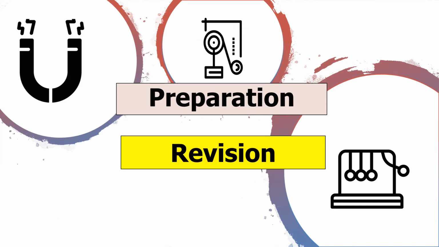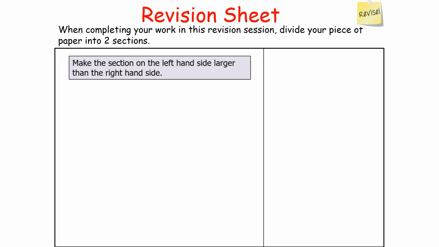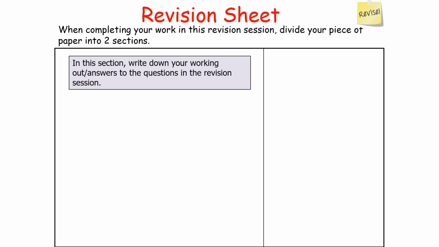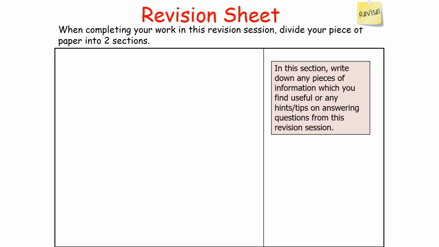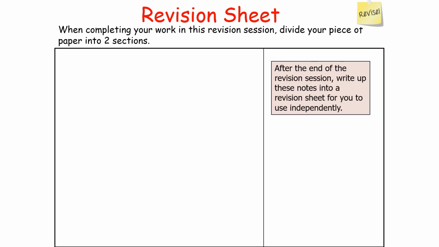So how should you prepare for this revision session? So when completing your work in this revision session, divide your piece of paper into two sections. Make the section on the left hand side larger than the right hand side, and in this left hand side section write down your working out and answers to the question in the revision session. When you're doing this, make sure you write in full sentences and show your full working out. Whilst in the right hand side, write down any piece of information which you find useful or any hints and tips on answering questions from this revision session, and at the end of the revision session write up these notes into a revision sheet for you to use independently.